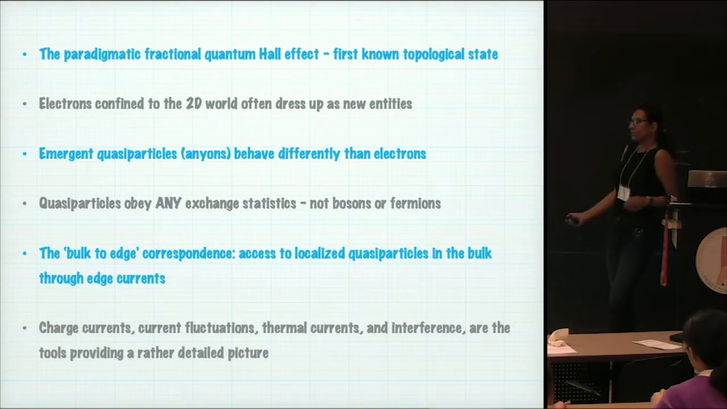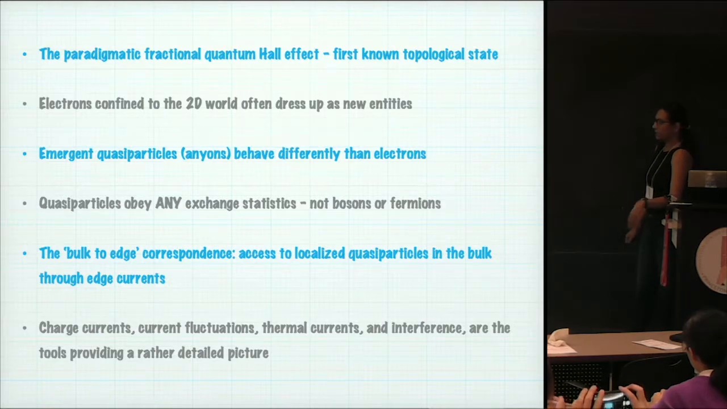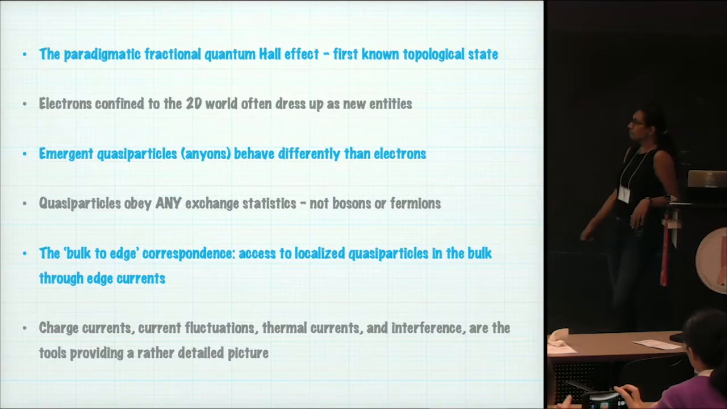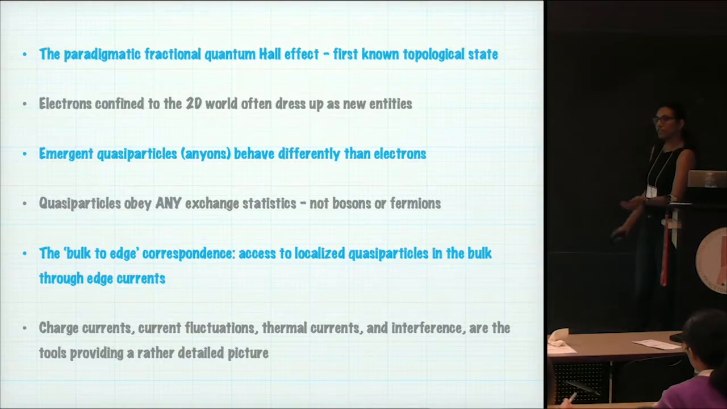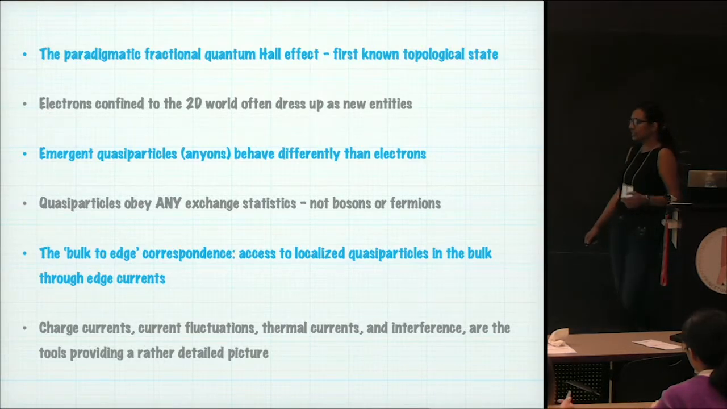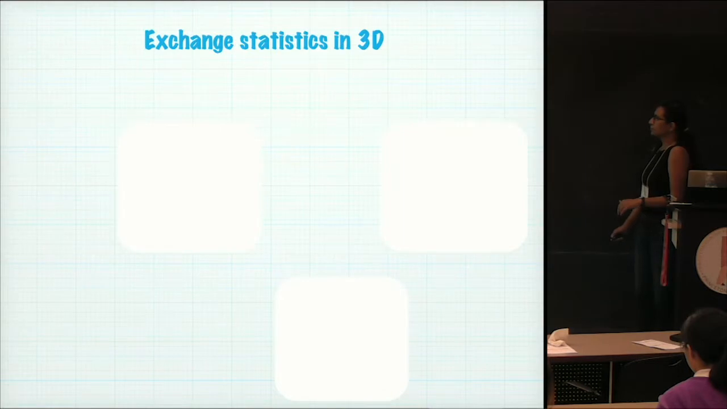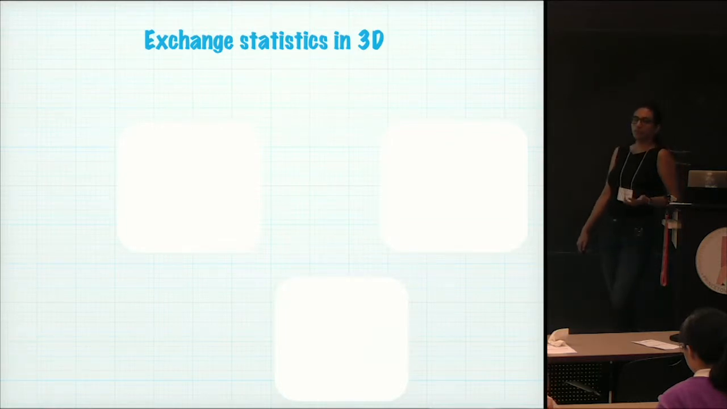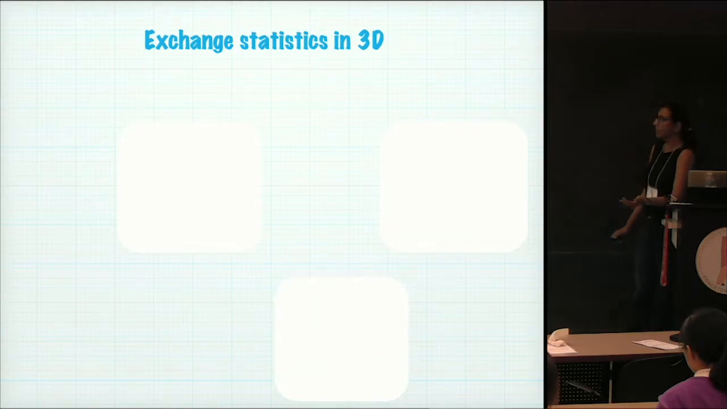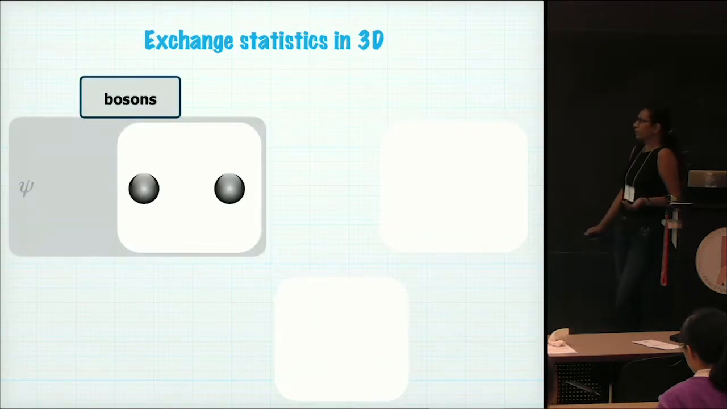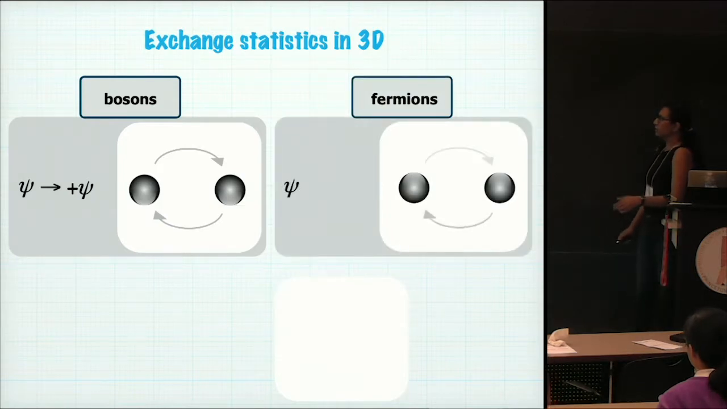So what I'm going to do is measure charge current or fluctuation in charge current, thermal currents, and maybe interference of these kind of fancy particles that can arise due to interaction of electrons. And that will give us a rather detailed picture of this complicated state of matter. Now the exchange statistics, and why should we be really interested in these kind of particles? Let's start with the particles that we know. So we know of bosons in 3D or fermions in 3D. So for bosons, we know that if we exchange two particles, nothing changes there.